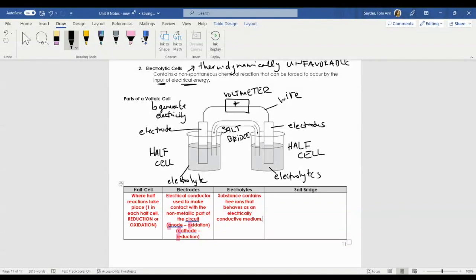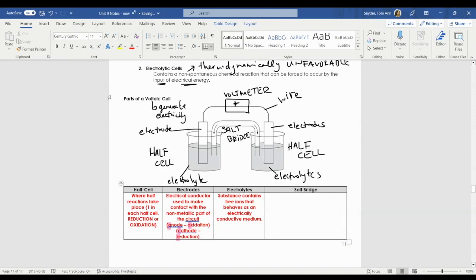Let's get down what the definition of that salt bridge is. The salt bridge, let's go back up here and center it, is, well, it connects the 2 half cells. It helps keep half cells neutral by allowing ions to flow between the 2 electrolytes.